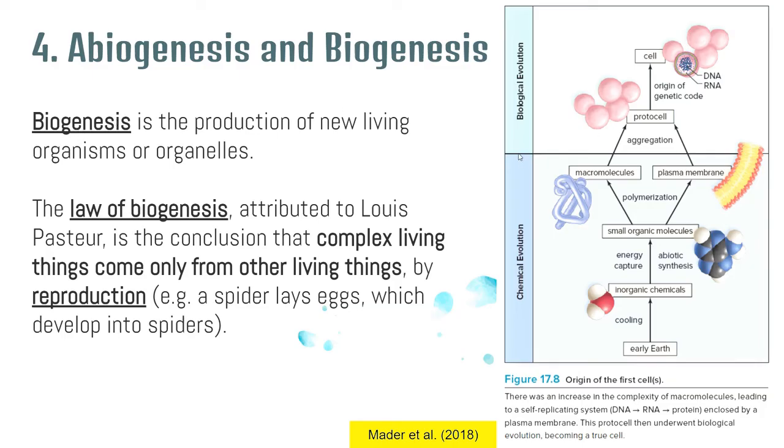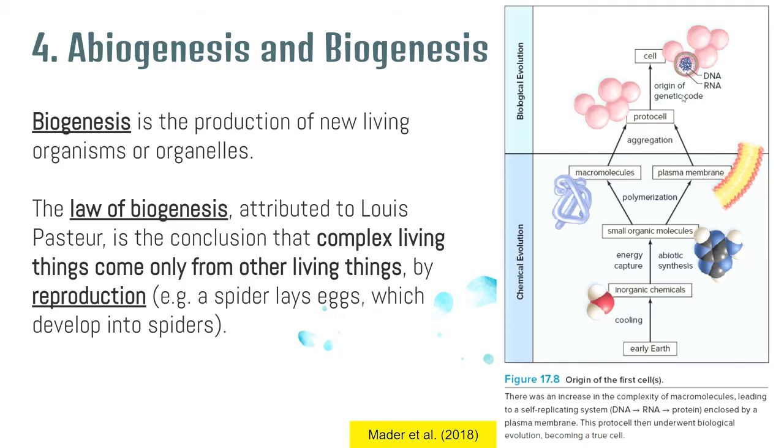So this is abiogenesis, also known as chemical evolution. This is what I was telling you about: early Earth, then you have your inorganic chemicals, polymerization, eventually vesicle formation, the primitive form of the plasma membrane.